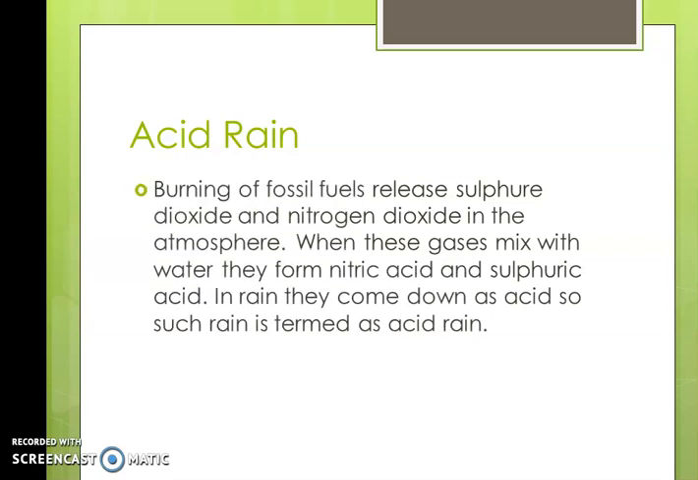The second negative impact is acid rain. First, we need to understand what acid rain is. Acid rain occurs when we burn fossil fuels. The fossil fuels release sulfur dioxide, carbon dioxide and nitrogen dioxide. Out of these, sulfur dioxide and nitrogen dioxide gases, when mixed with water, get converted into acids. When nitrogen dioxide mixes with water, it gets converted into nitric acid. When sulfur dioxide mixes with water, it gets converted into sulfuric acid. Now, when it rains, these acids present in the atmosphere come down as acid. So we term this rain as acid rain.